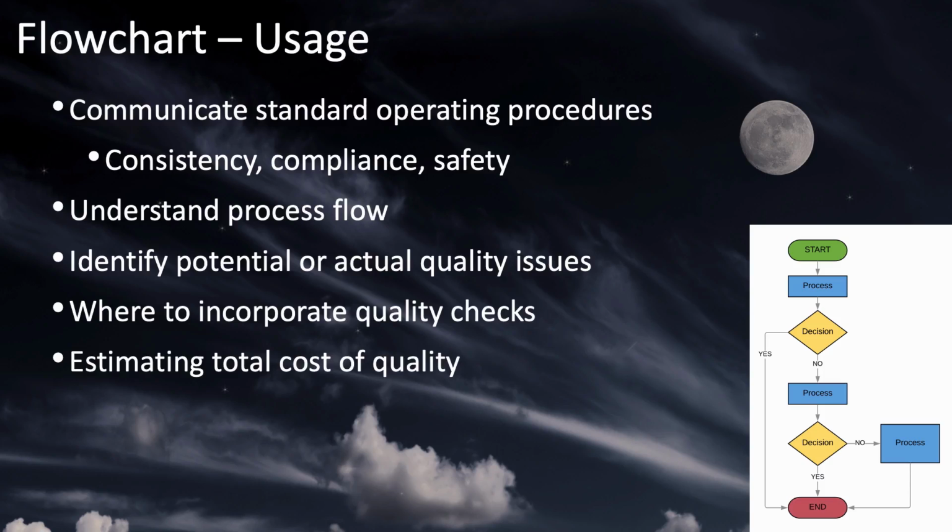For both operations and projects, they can be useful in identifying potential or actual quality issues, where they're happening or where they're most likely to happen, and where to incorporate quality checks and process changes. Seeing the whole picture and all of its steps can also help you to do a bottom-up calculation of the total cost of quality for a process.